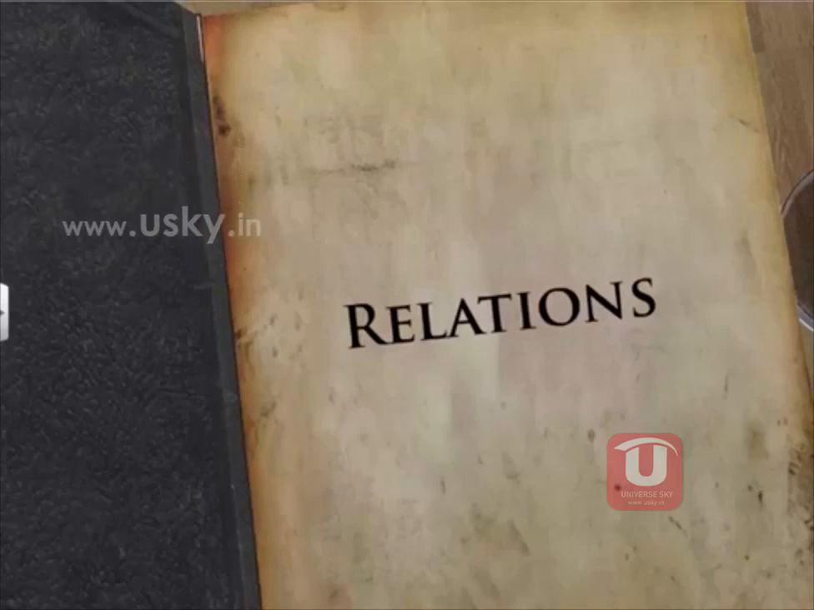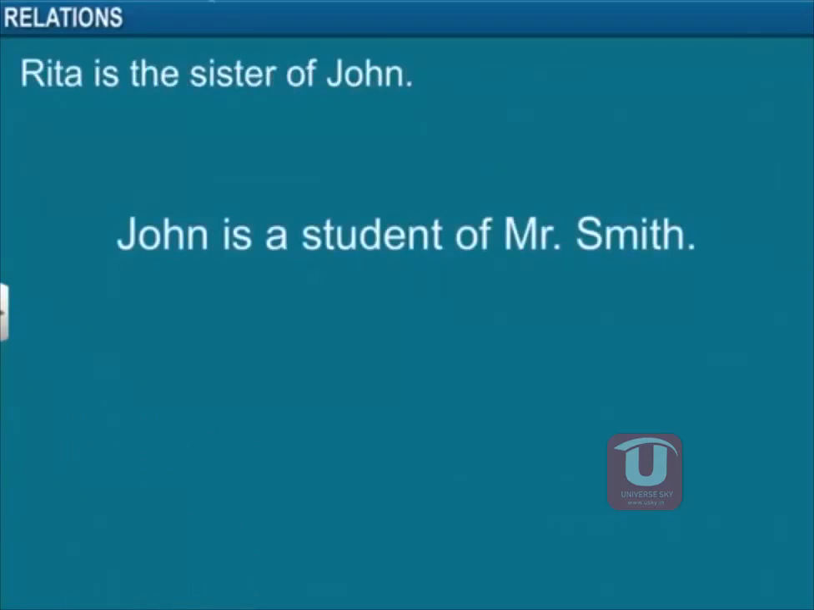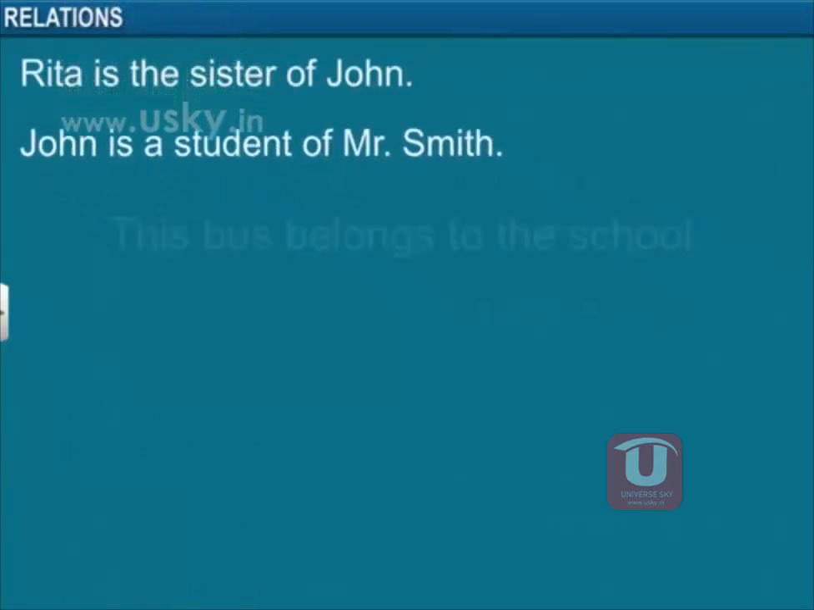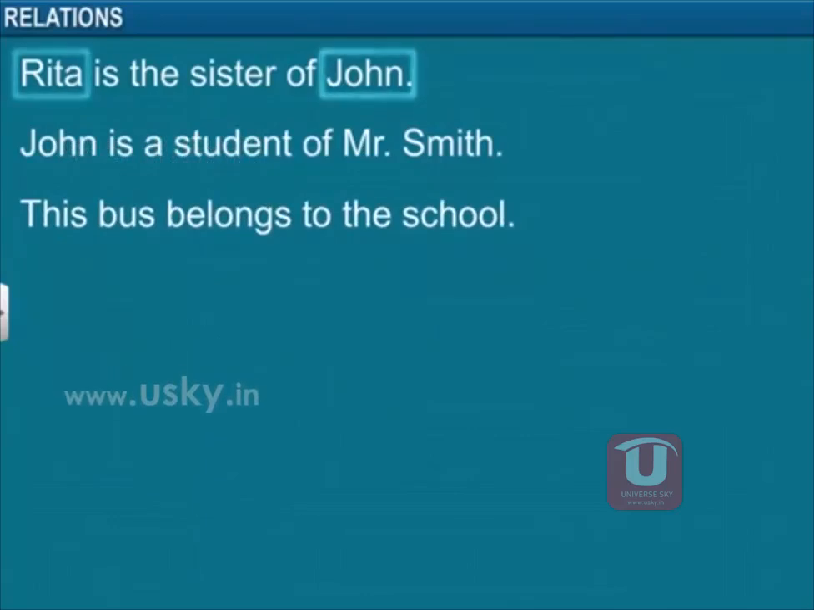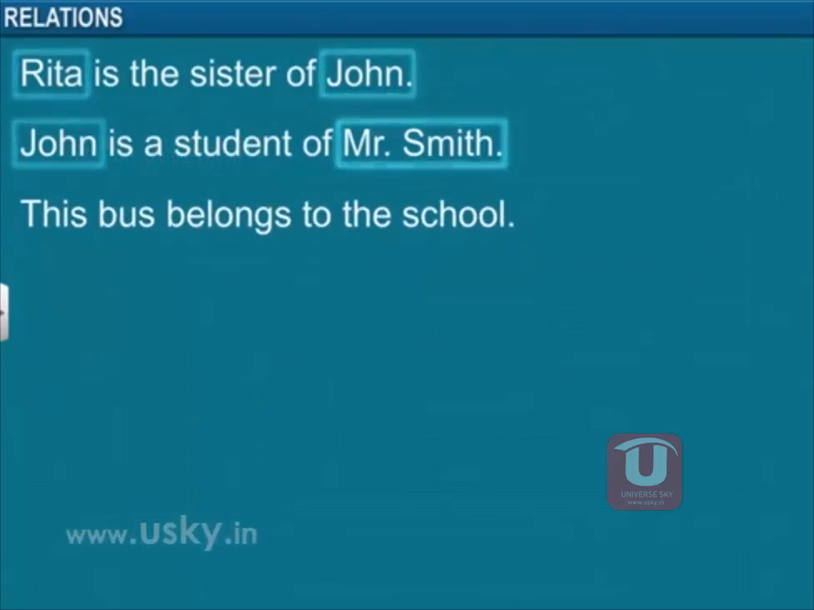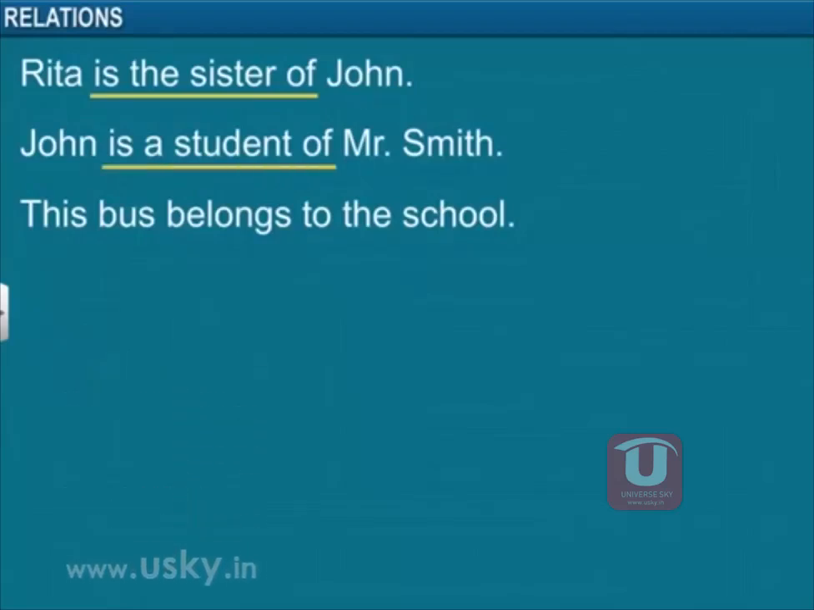In this module, you will learn about relations. Rita is the sister of John. John is a student of Mr. Smith. This bus belongs to the school. In all these statements, one individual or object is related to another by some relationship. In the first statement, 'is the sister of' is the relation. In the second statement, 'is a student of' is the relation. And in the third statement, 'belongs to' is the relation.